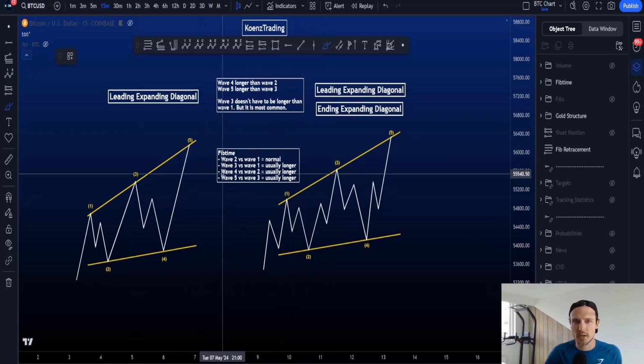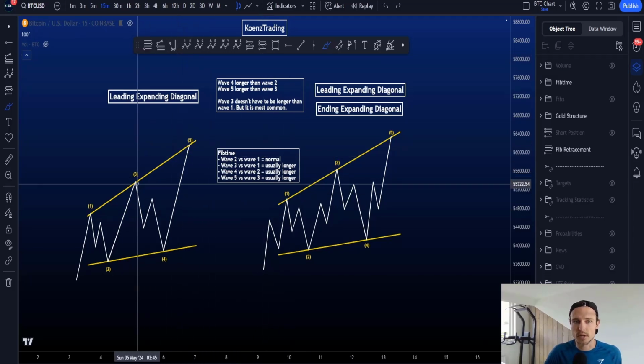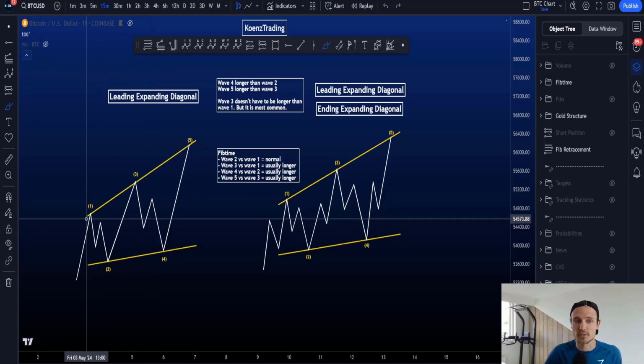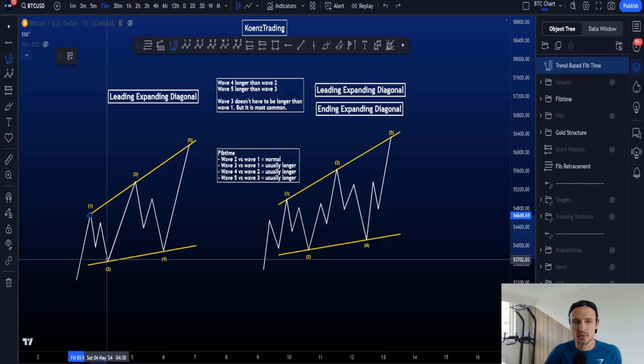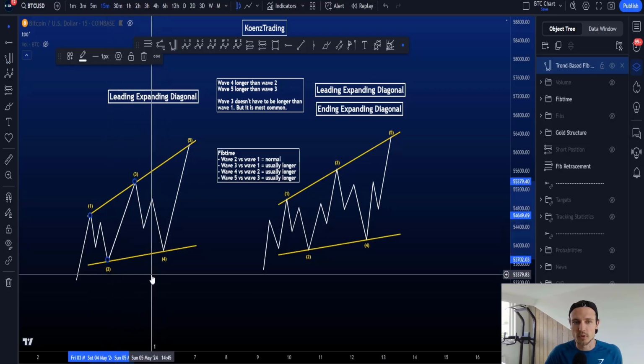With regards to fib time, wave 4 versus wave 2 is usually longer because wave 4 in an expanding diagonal should be a bigger structure than a wave 2. So naturally, the probabilities therefore increase that a wave 4 takes more time than a wave 2. So we take a fib time from the start to the end of 2 to the end of wave 3. Preferably your wave 4 is ending after the 1-to-1.